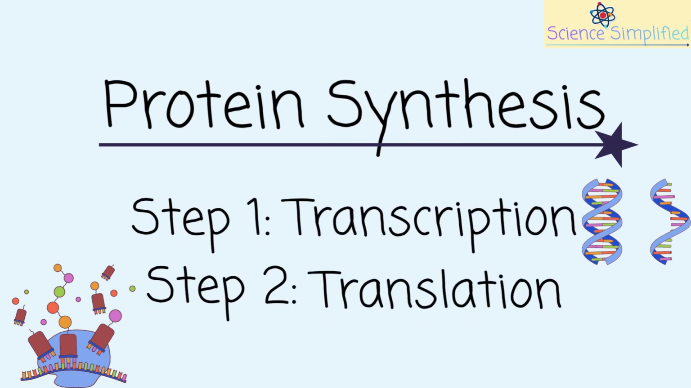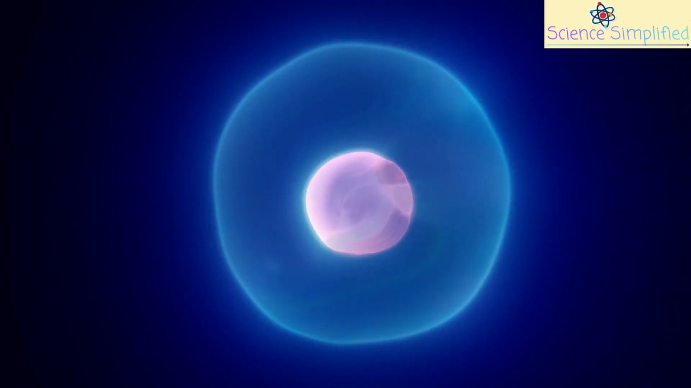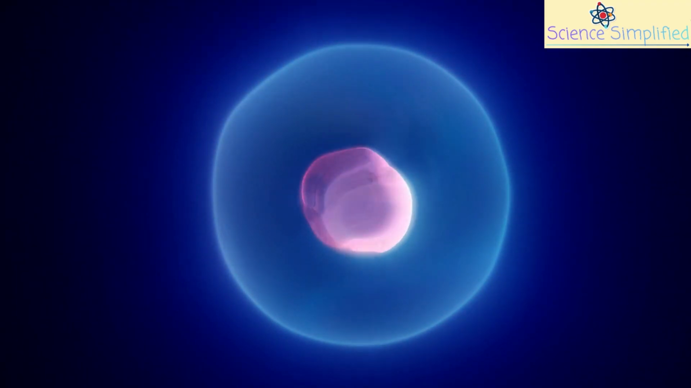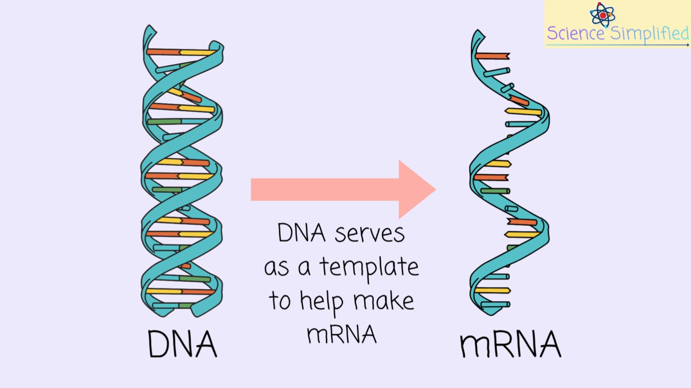Protein synthesis occurs in two main steps: transcription and translation. So let's delve deeper into these stages. Protein synthesis begins in the nucleus of the cell with transcription, which is when a strand of mRNA that's complementary to a strand of DNA is created.